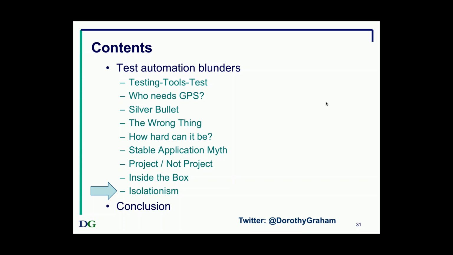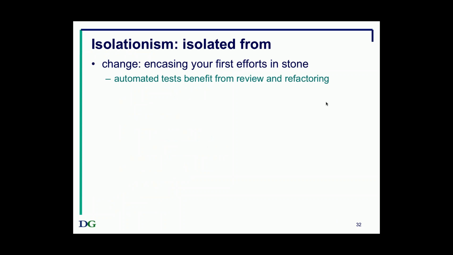And the final blunder is isolationism, I've called it, and isolation from a number of different things. One of them is isolation from change, encasing your first efforts in stone, thinking that the way you do things first of all is going to be the best way of doing things, but it's not. Automated tests need to be reviewed, they need to be refactored, they are not static. If they're static, if they're not changing, they are in fact dying. If you want them to last a long time, you need to keep investing in them.